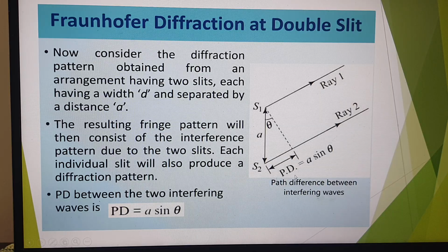What is PD here? It is the distance between source 1 and source 2, that is the path difference between the interfering waves, a sin theta. If you observe here, it is a right angle triangle, and the path difference PD equals a sin theta.